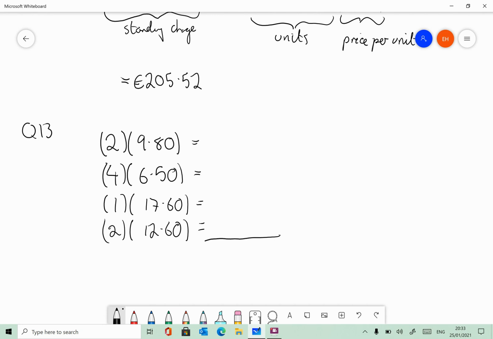So 2 9s are 18, 19.60, I think. 4 6s are 24, 24 and 2 is 26. 17.60. 24 and 1.20 is 25.20.